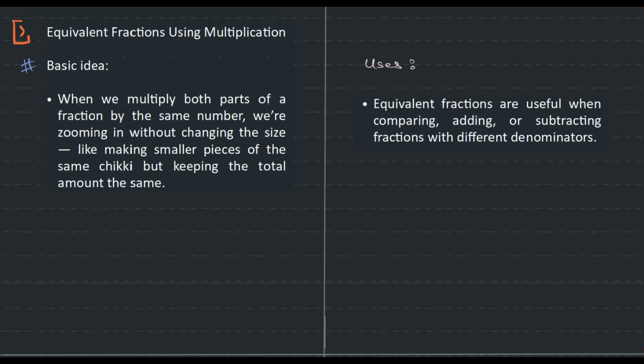We're looking at a way to find equivalent fractions with the help of multiplication. The basic idea is when we multiply both parts of the fraction, that is, both numerator and denominator, by the same number, we are zooming into the process of selection and division without changing the size. Like making smaller pieces of the same chickpea but keeping the total amount the same. Don't worry, we'll understand this.